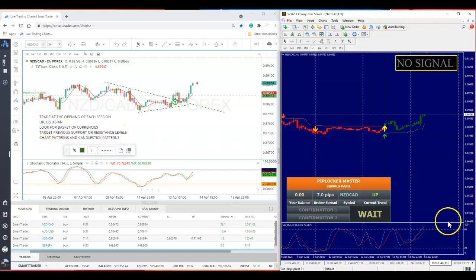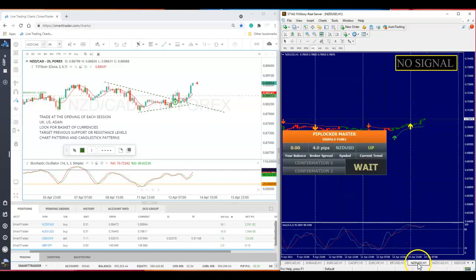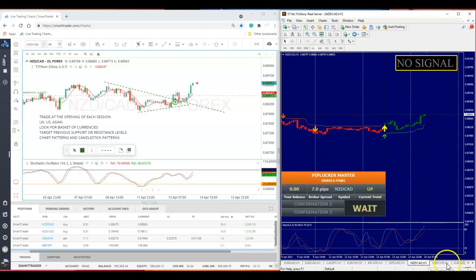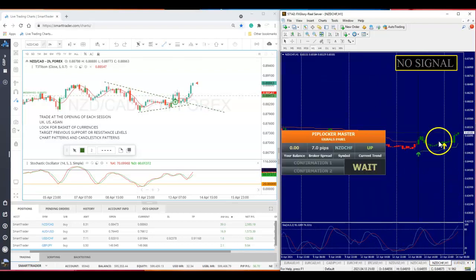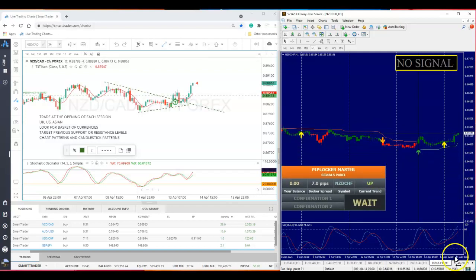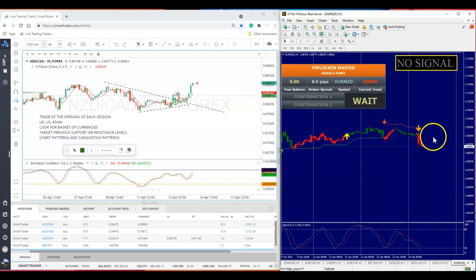The past 2 days, New Zealand dollar has been strong. So if you look on the right-hand side on the bottom, notice the New Zealand dollar is in an uptrend. New Zealand Canadian dollar is in an uptrend. New Zealand Swiss also in an uptrend. And these indicators are giving us signals to buy. Euro in the opposite direction.